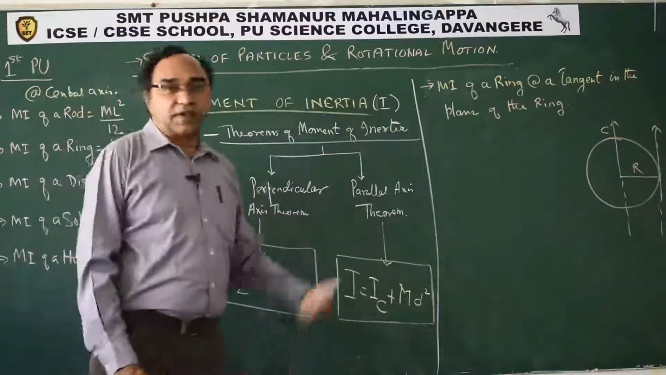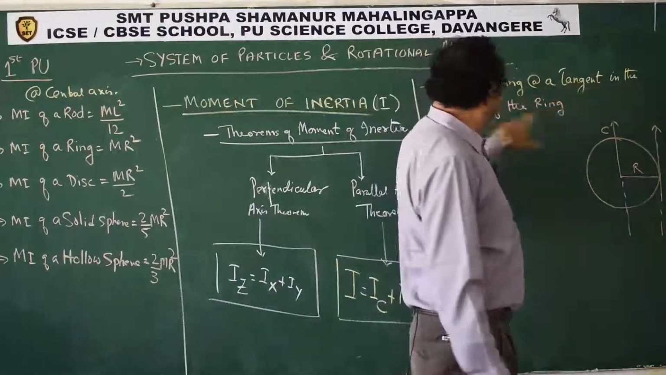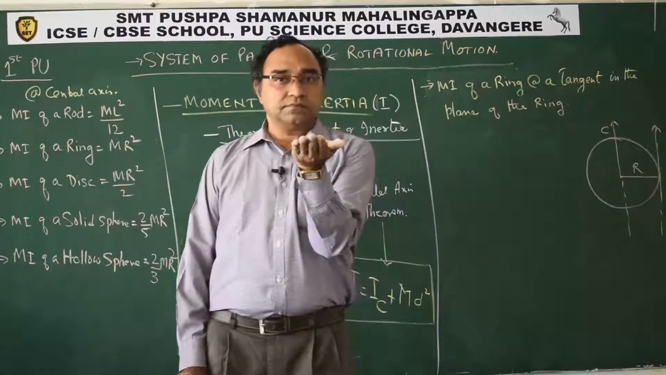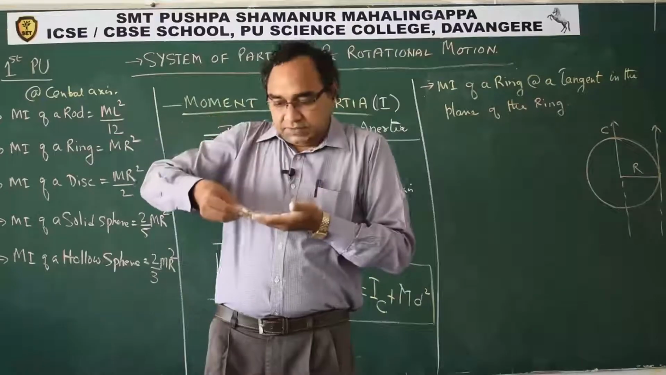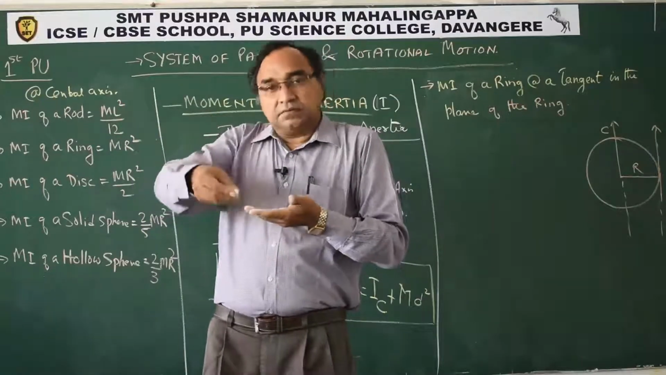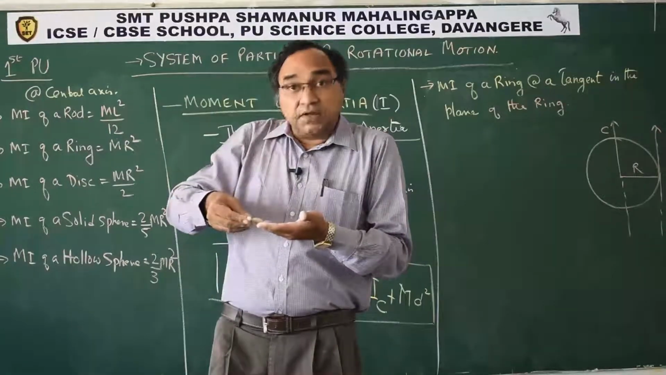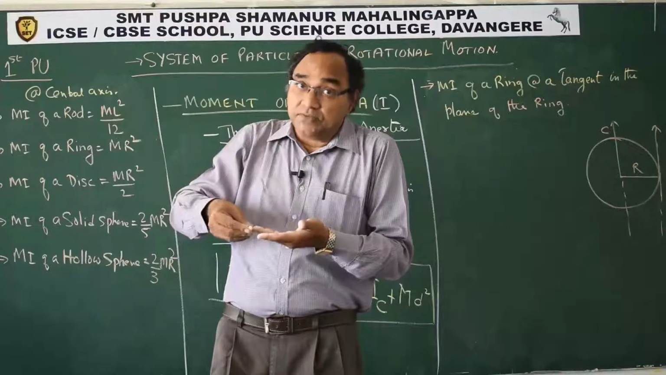Now students, the next one is the moment of inertia of a ring about a tangent in the plane of the ring. How is it? This is a ring. Let us visualize this ring. The tangent is this way. See, this is the tangent. This axis is perpendicular to the plane, this tangent. Now this is not the perpendicular axis theorem. Please remember, this is not the perpendicular axis theorem.